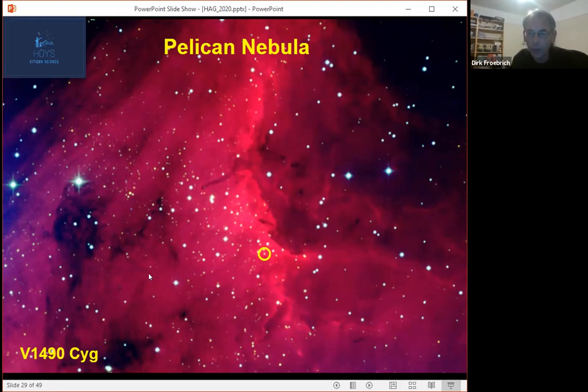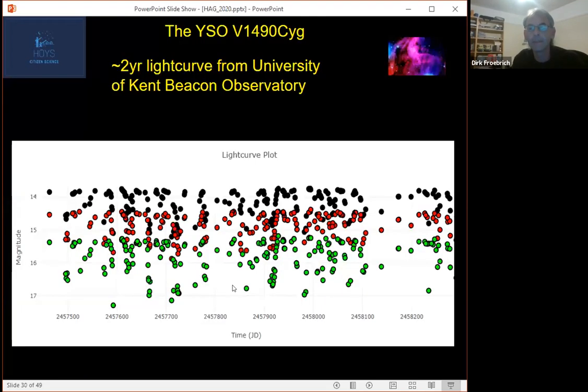What I can show you first is what the light curve of that star looks like. But this time, I only show you about 2 years of the light curve, taken only with our observatory in Kent. So this is time on the x-axis, on the y-axis is the magnitude, the brightness, and the green points are the green light, red points are the red light, the black points are the infrared light of the star itself.